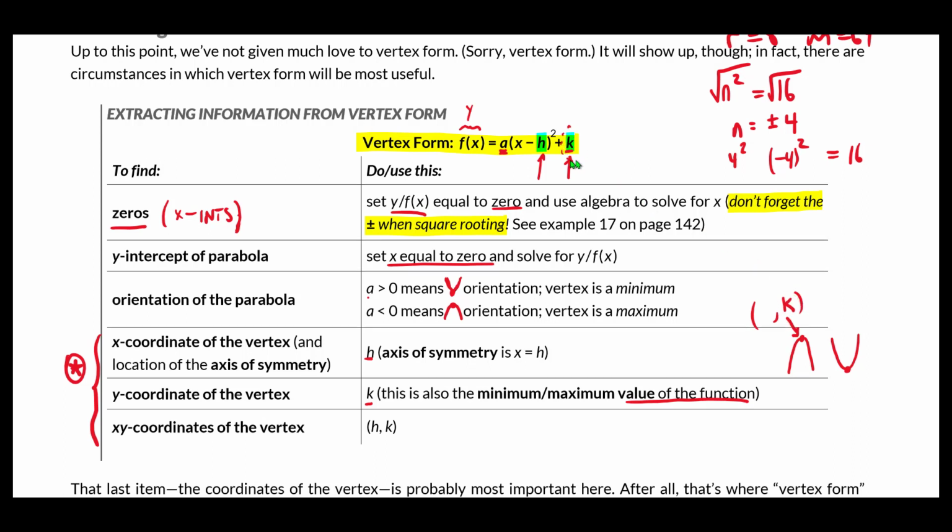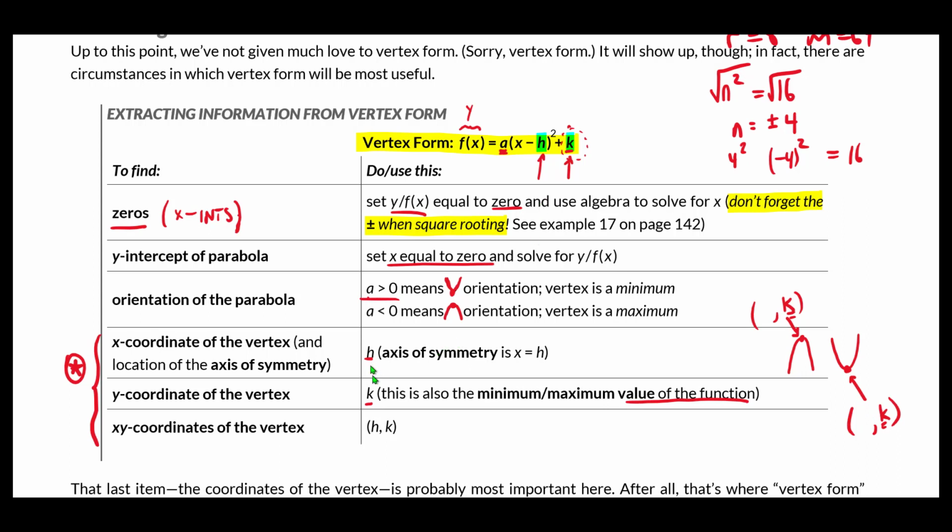It will be whatever value is in this position, and if the parabola is the more quote-unquote normal parabola that is opening upwards, in other words, when a is positive, then whatever the value of k is at that minimum point, at that vertex minimum, we know that is the minimum value of the function.